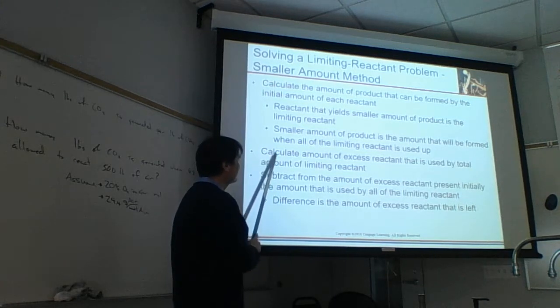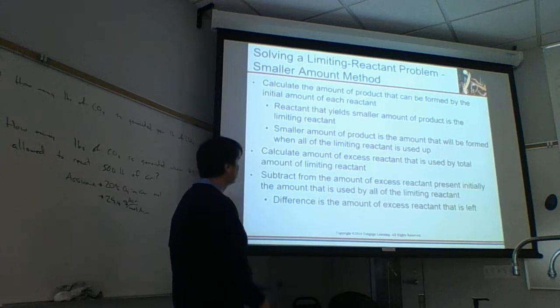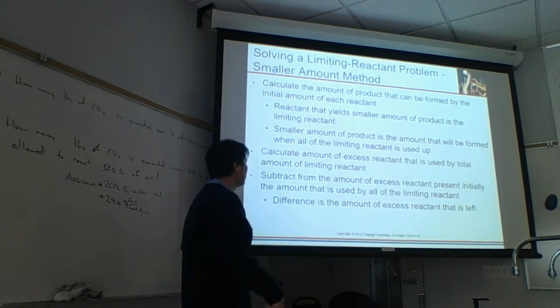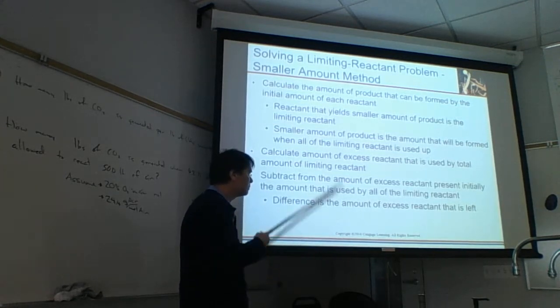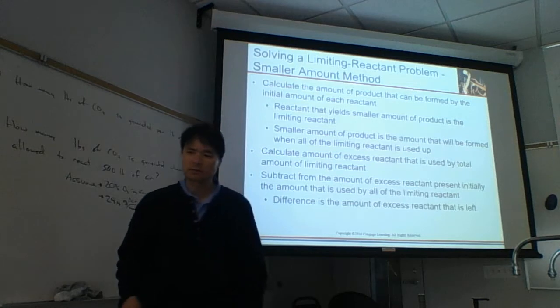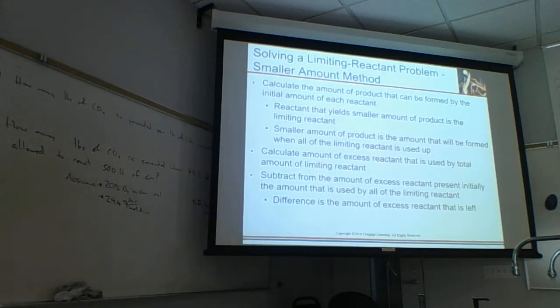Okay, this is an extra bonus calculation. Calculate the amount of excess reactant that is used by the total amount of limiting reactant. Subtract. And so this is the amount of excess reactant that remains. Let me show you how we do this particular calculation.